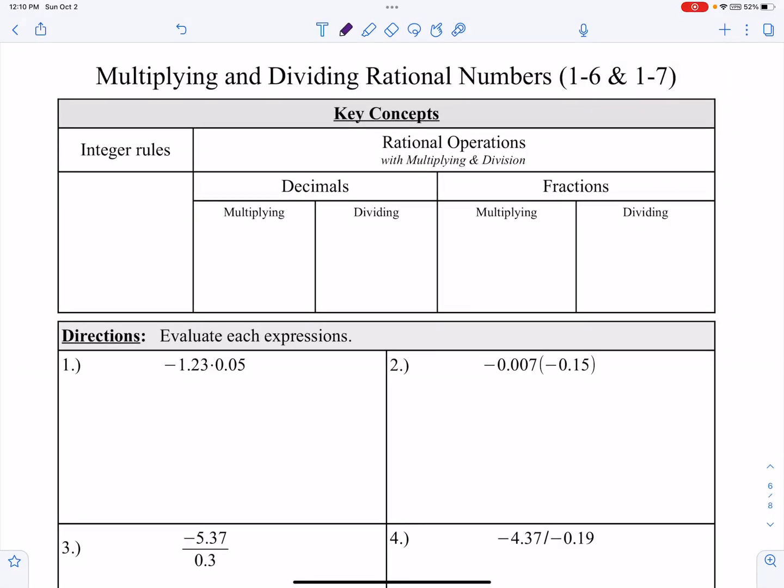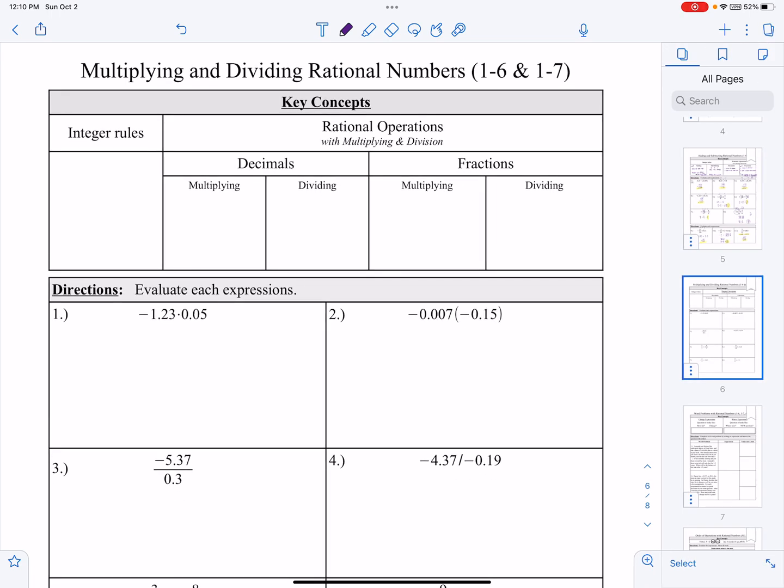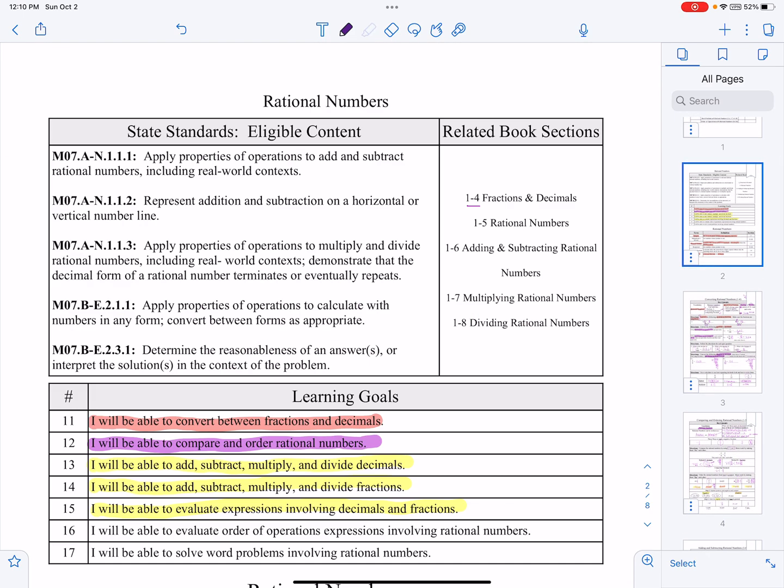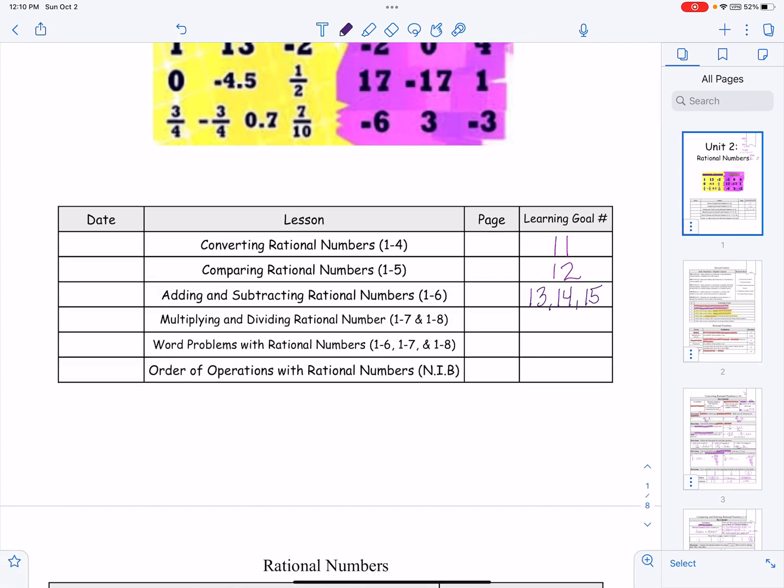All right, here's your next lesson, which is multiplying and dividing rational numbers. Let's go ahead up to your table of contents. We're still working with the same learning goals as before, because now we're dealing with the multiplying and dividing part of these, and still evaluating expressions. So 13, 14, and 15 are the learning goals for this. Go ahead and put your page or your date in there as well.